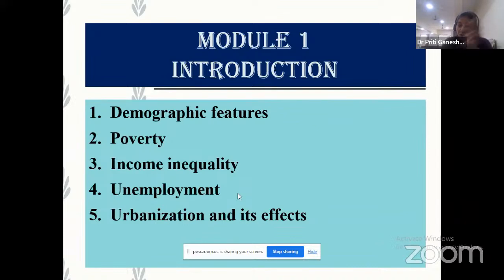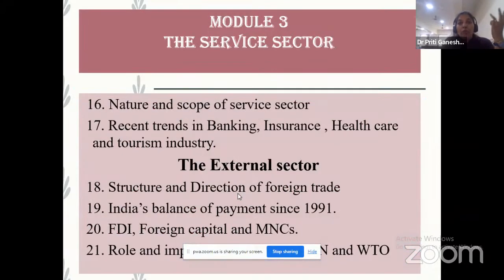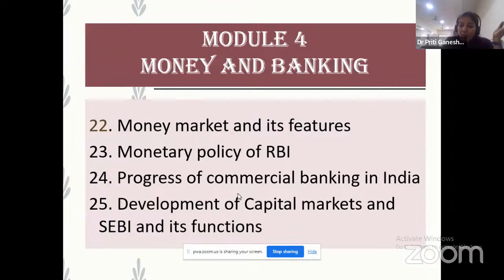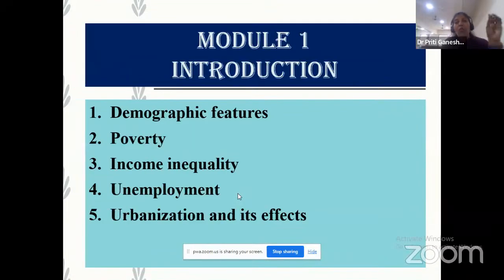First of all, you should know how many chapters you have to learn. In this economy paper, the pattern is fixed, so accordingly you have to learn. The entire syllabus is divided into 4 modules. This is module 1, module number 2, module number 3 and module number 4. You should know that you have to learn all four modules for the exam. Every module has chapters. As we will see, in module 1 you have a total of 11 chapters.